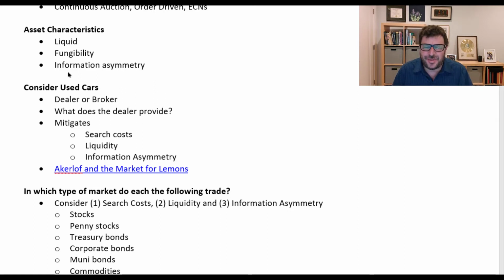And the next one is information asymmetry. And this is sort of a weird thing. This has to do with the difference in information content between the buyer of the asset and the seller of the asset. And the classic example is a used car. The owner of a car knows far more than the buyer of the car. And so there's a huge amount of information asymmetry in this market, potentially.